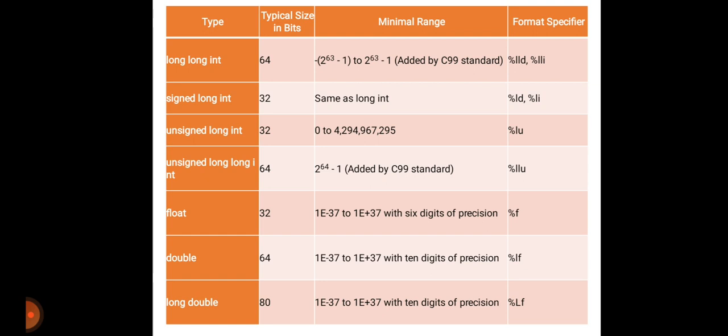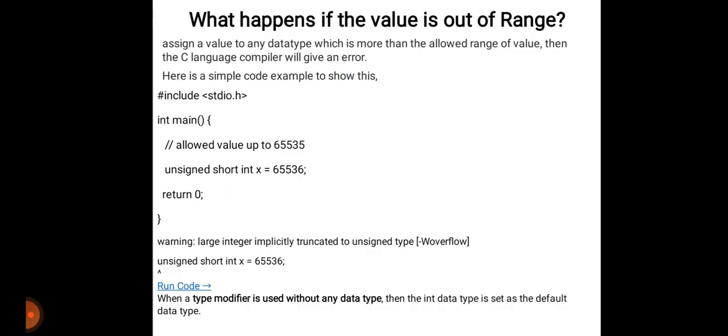When we want to print a value for any variable with any data type, you have to use a format specifier in the printf statement. The next point is what happens if the value is out of range. We have studied the ranges for the data types, but suppose a value is out of range, then what do we have to do? If you try to assign a value to any data type which is more than the allowed range, then what? The C language compiler gives an error.